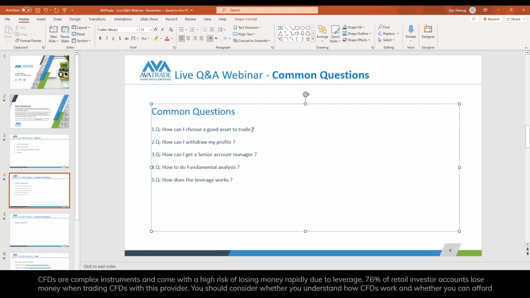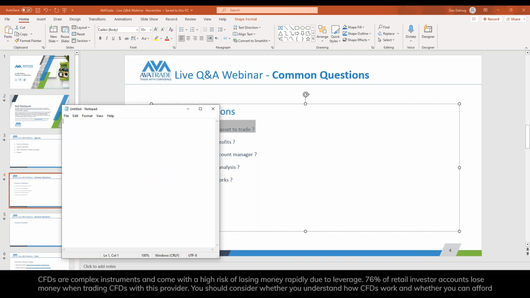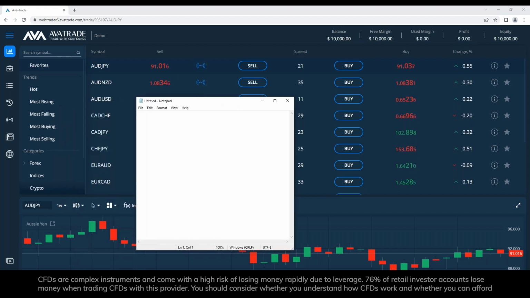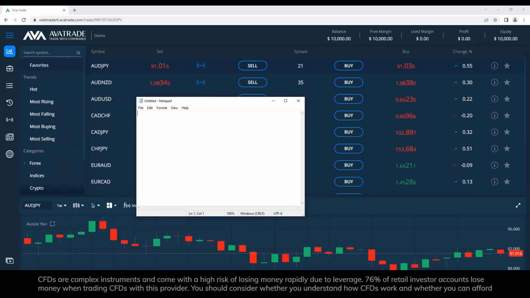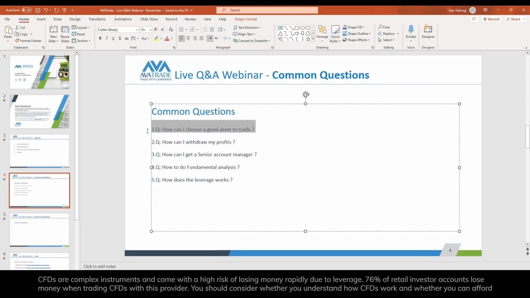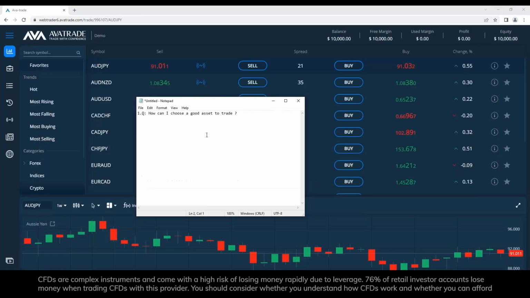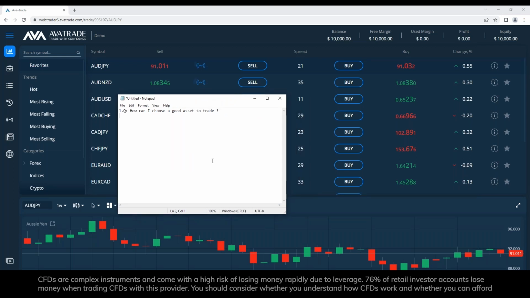How can I choose a good asset? I can connect the first and the last. Let's just try to do it step by step, and then perhaps we'll have an answer for the last question as well. Where is our chart? We're going to paste the question from here down here. How can I choose a good asset to trade?